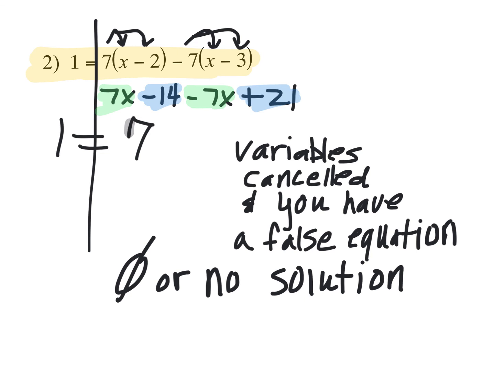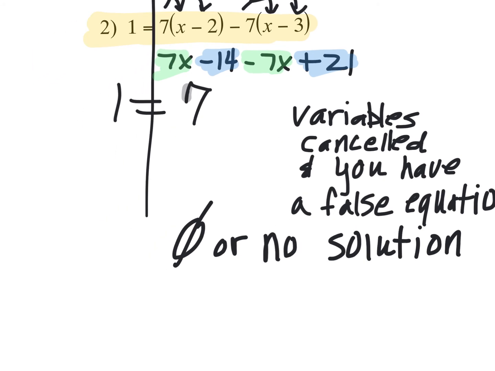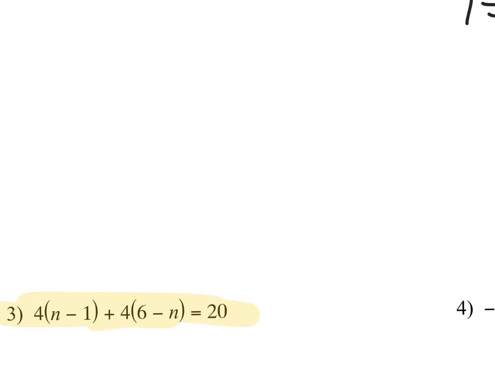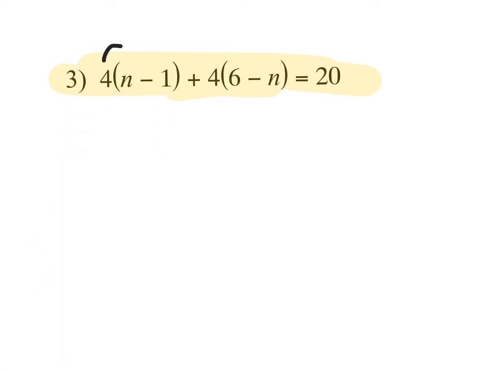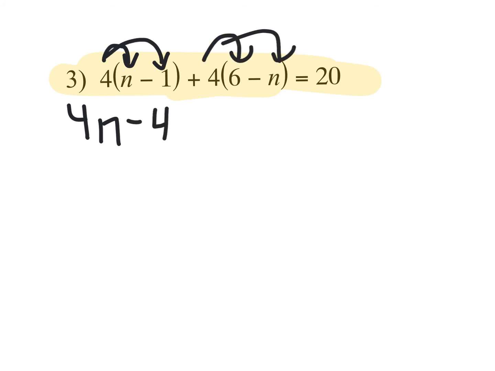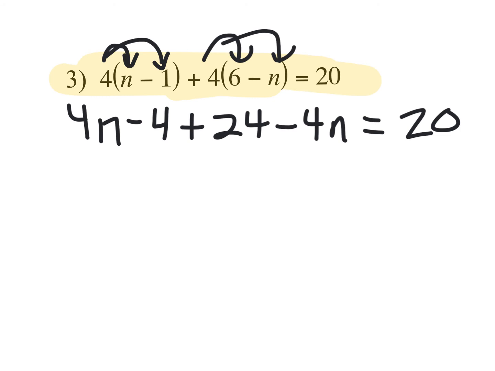Okay, I want to scroll over to number 3, my level 3 people real quick. Level 3 is similar, but different at the same time. So number 3, we also need to start out by doing distributive property a couple times. So this will give me 4n minus 4. Here, I'll get plus 24 minus 4n. So all I did was distributive property to start. That's all I did was distribute.